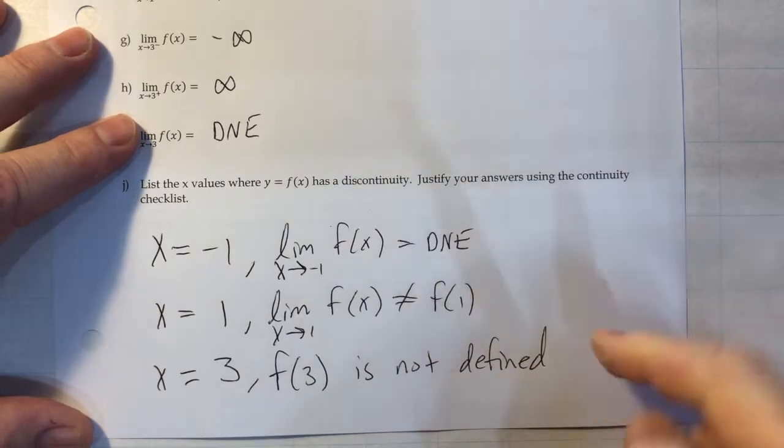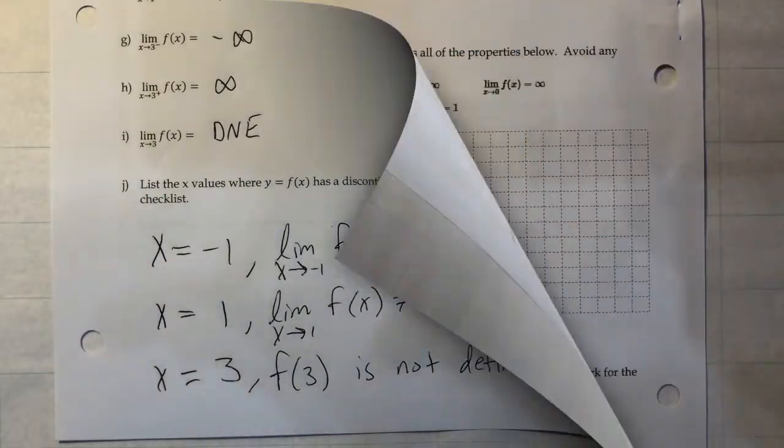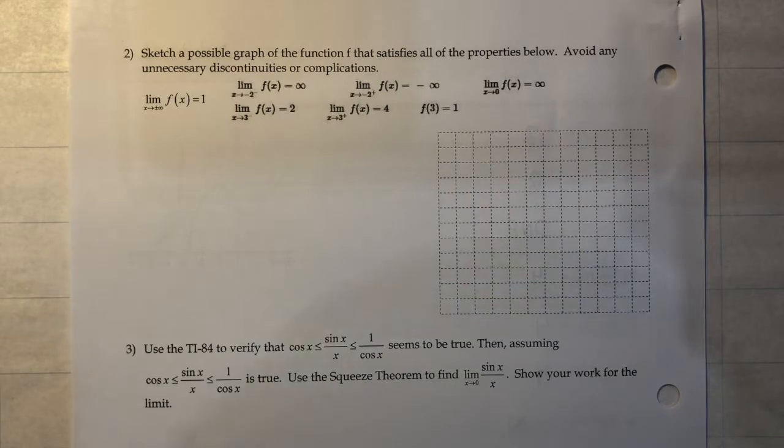All right, moving on to number 2. They want us to sketch a possible graph of the function f that satisfies all of the properties below and avoid any unnecessary discontinuities or complications when we draw that graph.